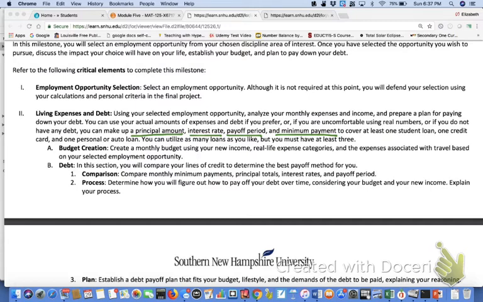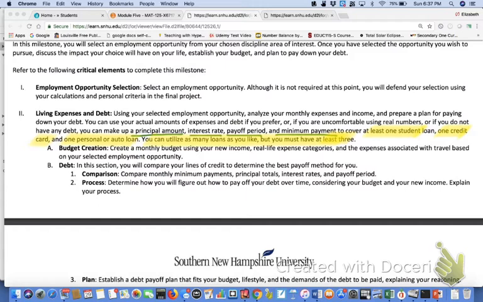So whether you're talking about your own debt or whether you're making it up, you need those 4 pieces of information about those debts. And it tells you what kind of debt you need to include in here. You need at least 1 student loan. You need 1 credit card. And you need 1 personal or auto loan. So it's very specific about the 3 debts that you need. And then it says you can utilize as many loans as you like, but you must have at least 3.